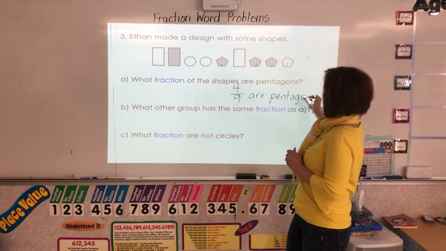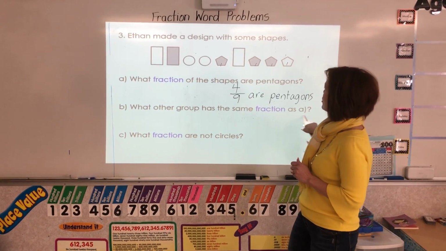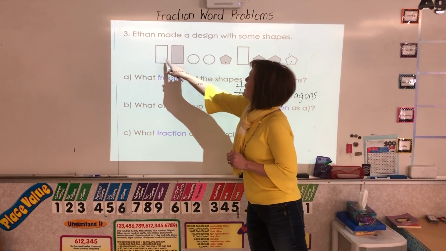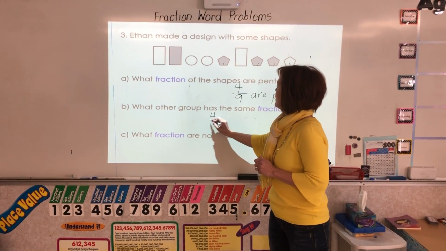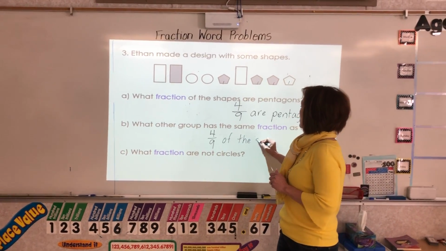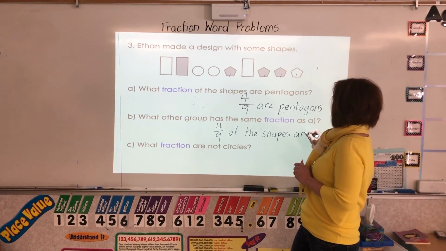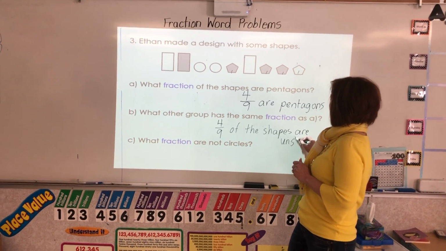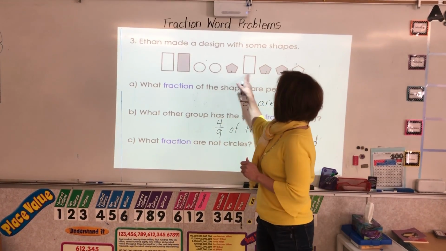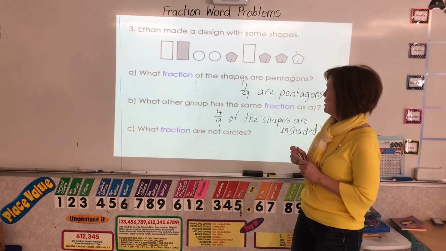So then the next question says, what other group has the same fraction as A? I see 4 unshaded. 4/9 of the shapes are unshaded. So that is similar to the fraction in question A. Unshaded, there's 4, and pentagon, there's 4/9.